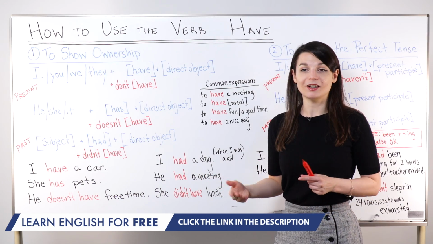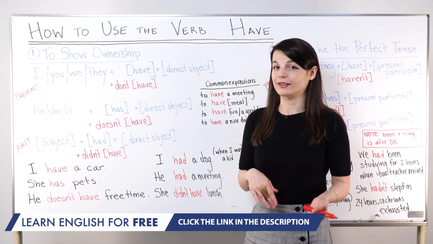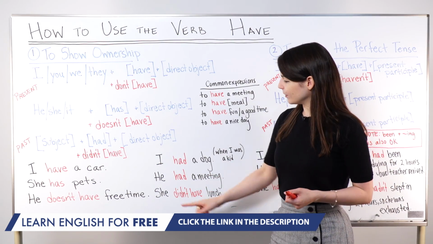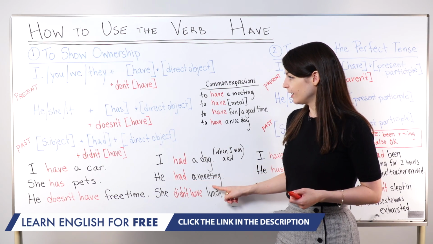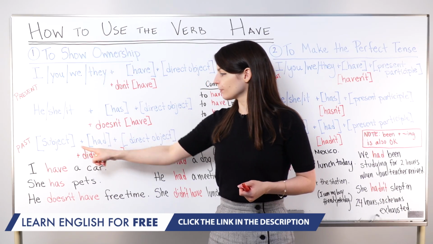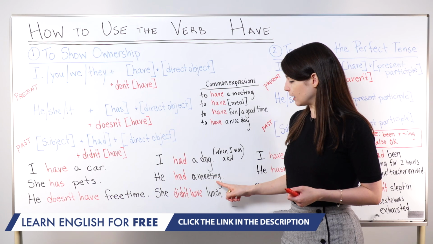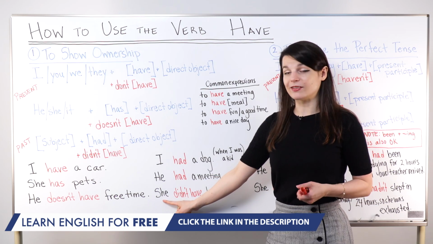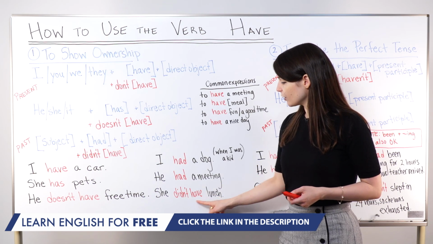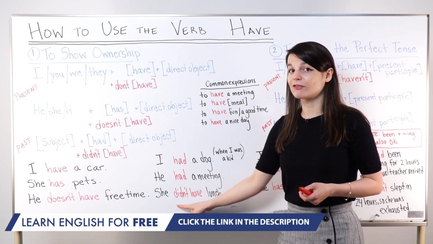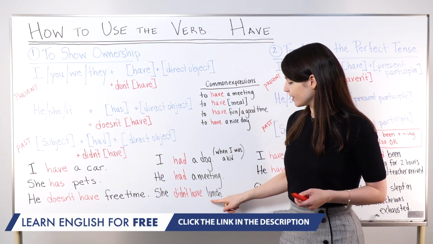So I had a dog when I was a kid, or the reverse is okay too. When I was a kid, I had a dog. The next example, he had a meeting. He had a meeting. So again, my subject, he, past tense verb, had, direct object, meeting. He had a meeting. And finally, a negative example, she didn't have lunch. She didn't have lunch. So the negative past tense form is didn't plus have, and my direct object is lunch.